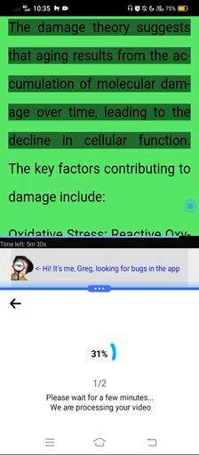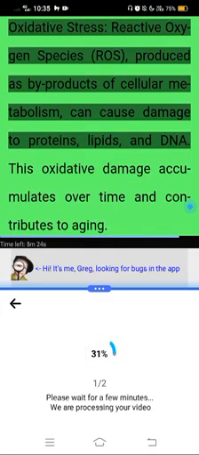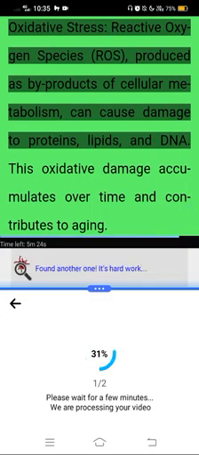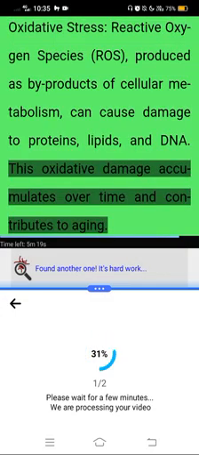1.2 Damage theory of aging. The damage theory suggests that aging results from the accumulation of molecular damage over time, leading to the decline in cellular function. The key factors contributing to damage include oxidative stress. Reactive oxygen species (ROS), produced as byproducts of cellular metabolism, can cause damage to proteins, lipids, and DNA. This oxidative damage accumulates over time and contributes to aging.